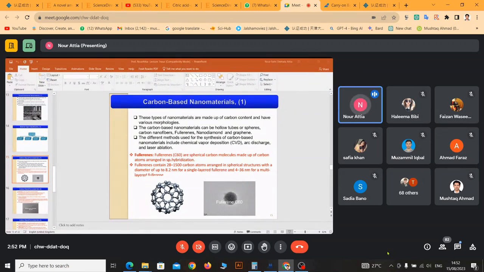And there is another material, fullerene, which is very famous in organic solar cells. There are three types of fullerene, based on the diameter. Some diameter is 8.2, some a little bit more, like 36. You can see C60, C70, C80. It depends on how many carbon atoms are in the fullerene cage.